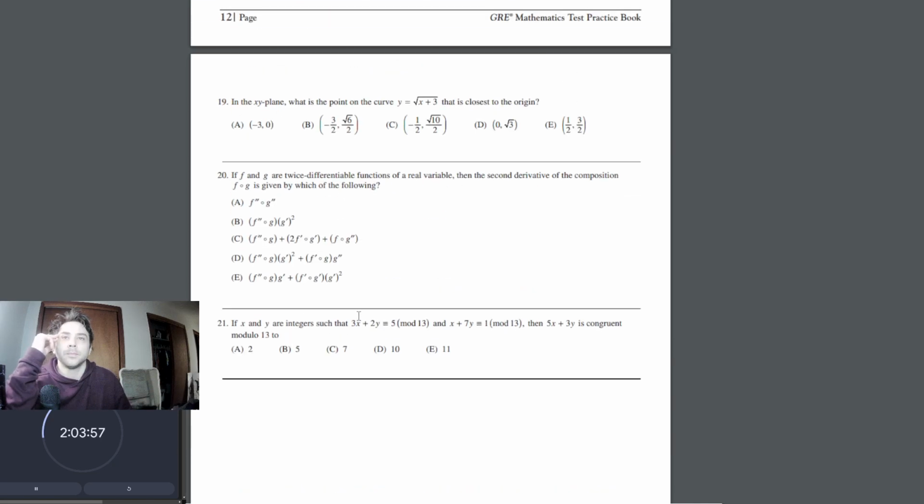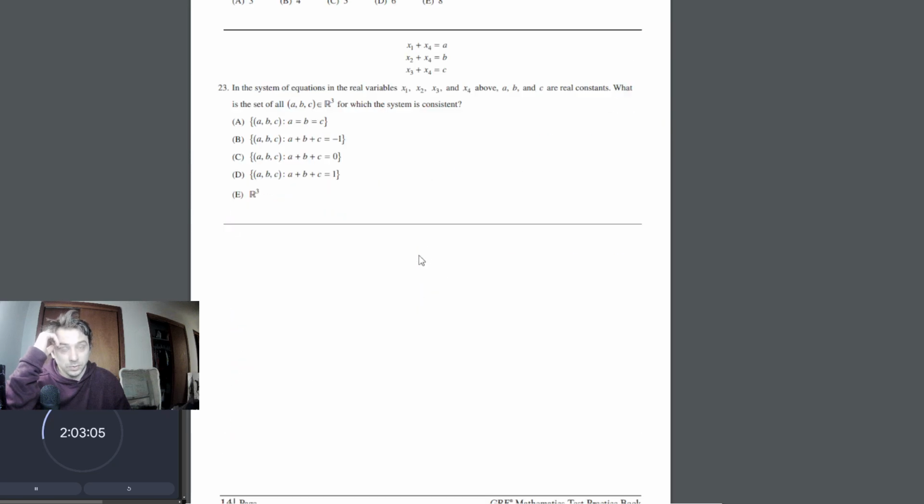19, 21, I do want it. 20 is D. 19, C. I guess the origin meaning 0, 0. So which probably the crazy.